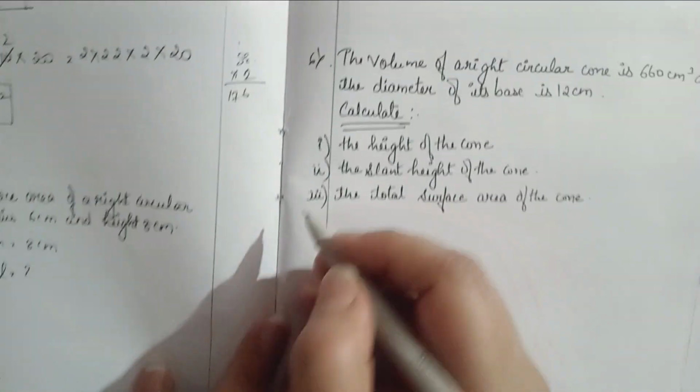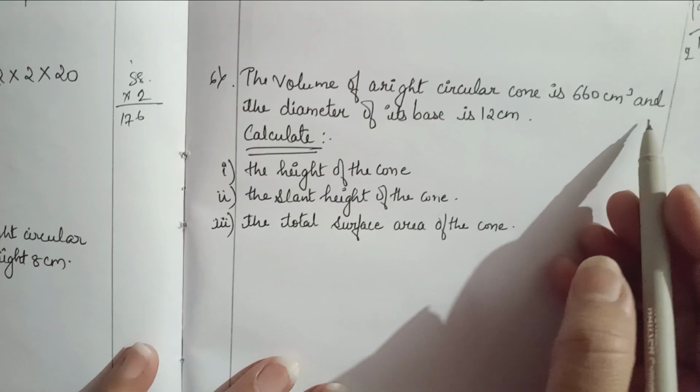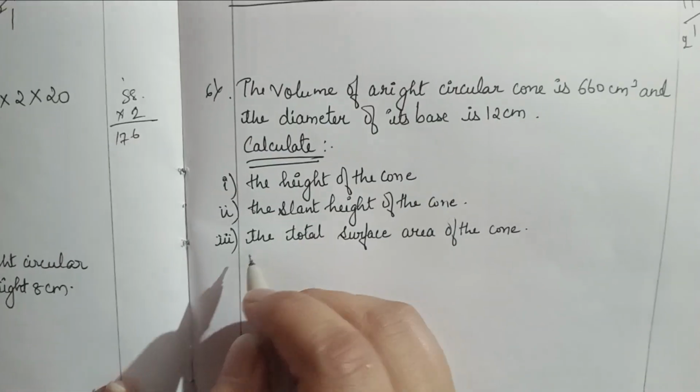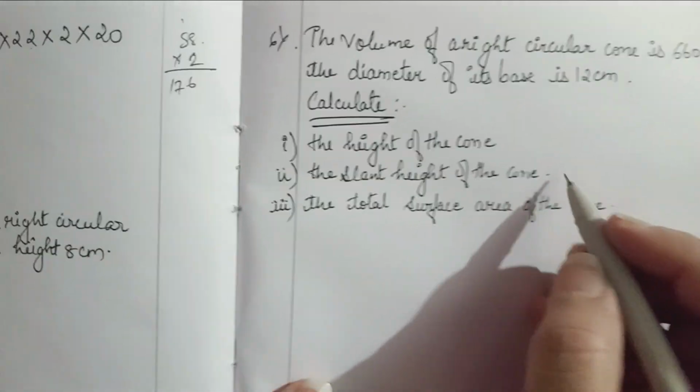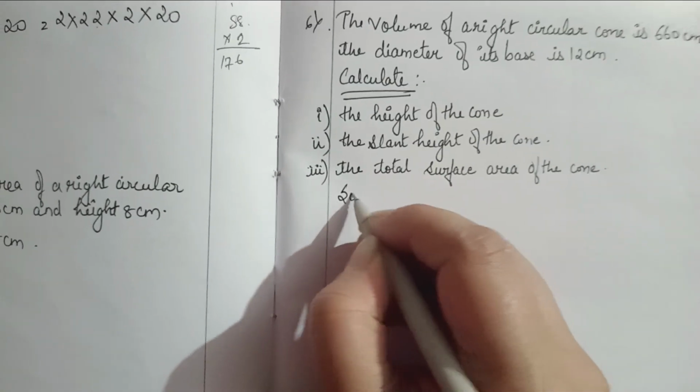Coming to question number 6. It's got again 2 parts. The volume of a right circular cone is 660 centimeter cube and the diameter of its base is 12 centimeters. Calculate the height of the cone. See, there are 3 parts given. You've got to calculate the height, then the slant height, then you've got to calculate the total surface area of the cone. So, solution for it.